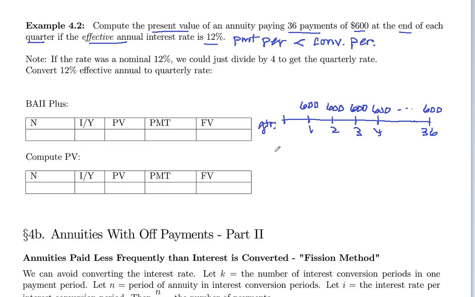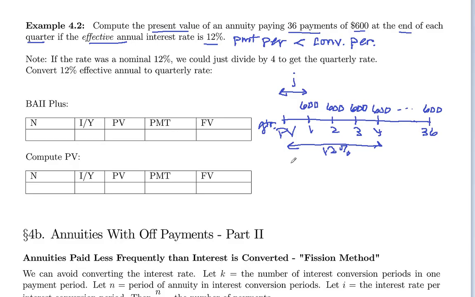And then the rate that we're given is an effective annual rate of 12%. So we're given this rate here, 12%. What we need is this rate here, so that's going to be j. And then we want PV here.